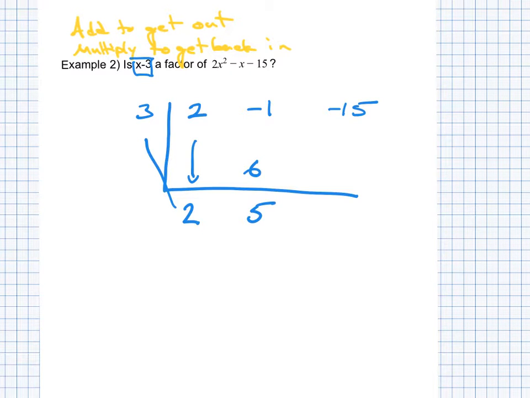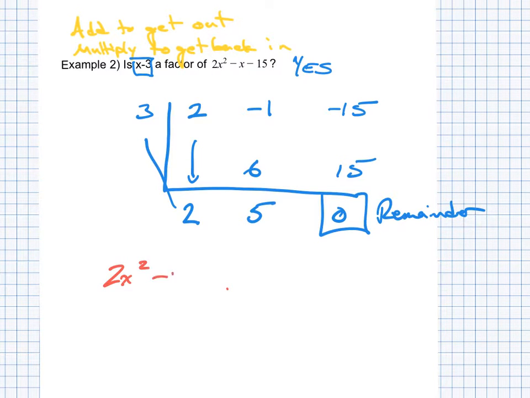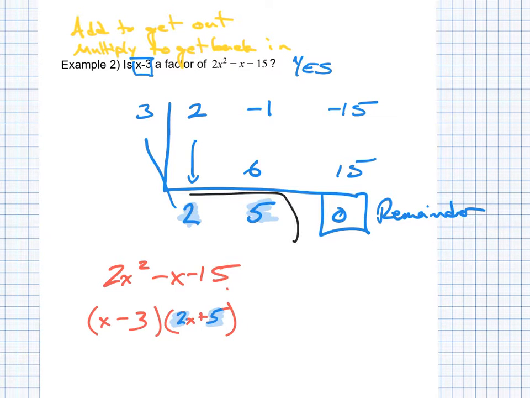Add to get out of the box, multiply to get back in. Add, and you'll see now that we have a remainder of 0, so the answer to the question is yes. If we were to back up just a few moments and take a look at 2x squared minus x minus 15 as a parabola, if we were to factor out an x minus 3, 2x plus 5 would be the other factor. Worth noting that 2 is here and 5 is here, which shows us that the result at the bottom of the synthetic division is the other factor.